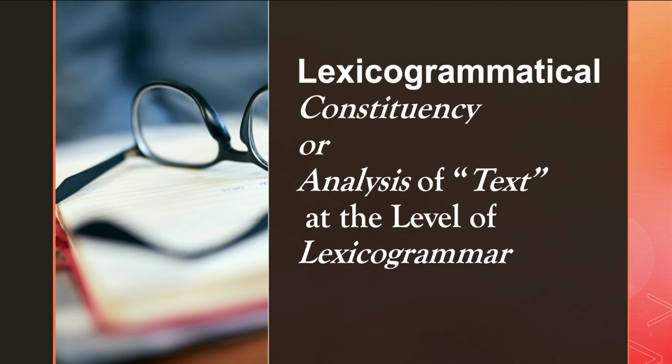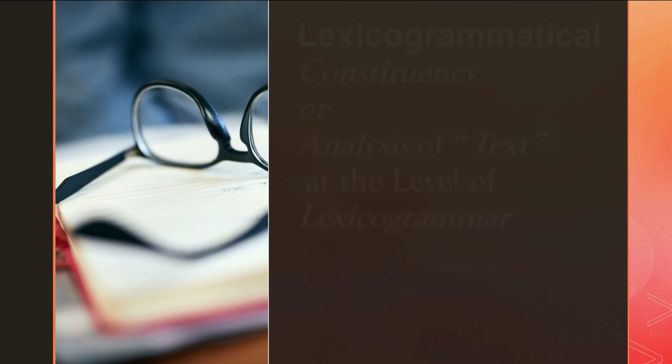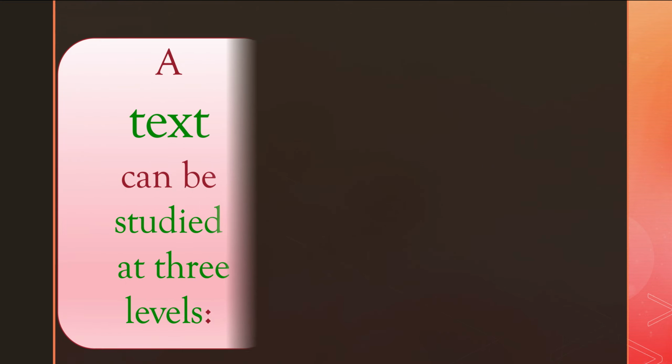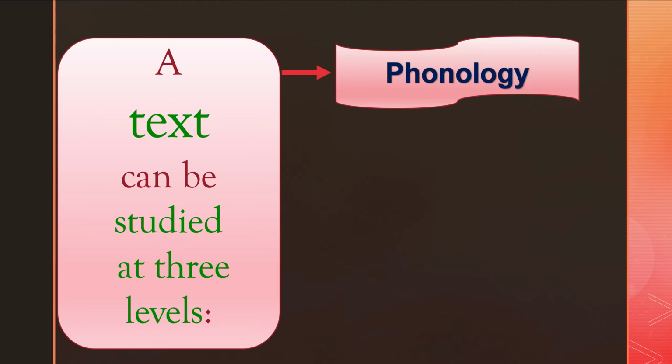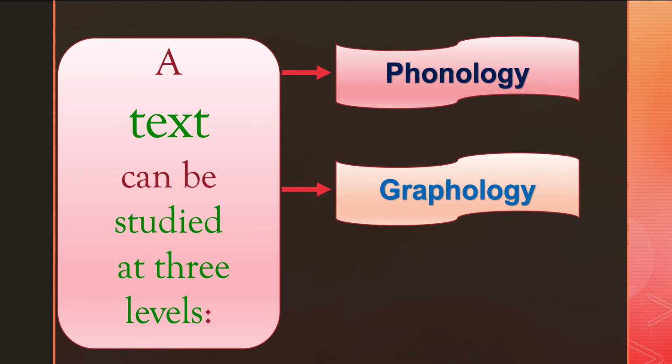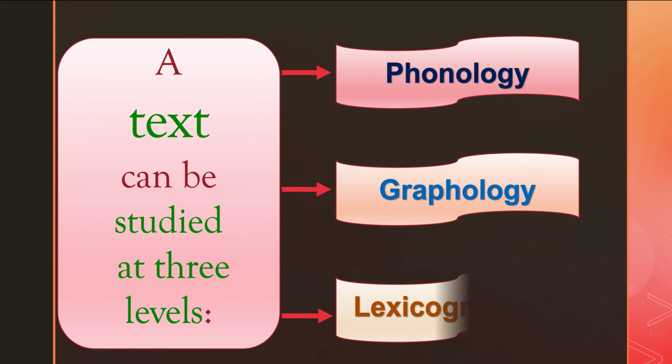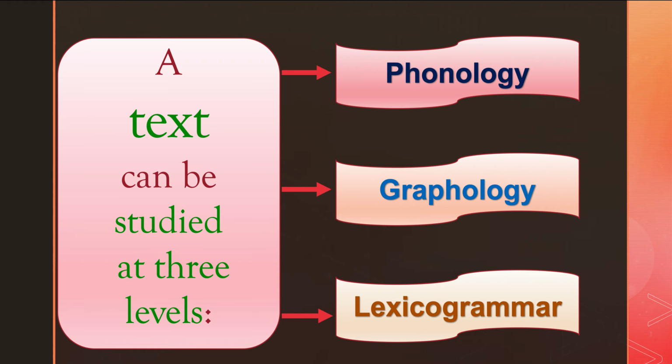Welcome to the latest topic of lexicogrammatical constituency, or analysis of text at the level of lexicogrammar. Now, a text can be studied at three levels. The first is, as we have already talked about, phonology. The second is graphology, and third is lexicogrammar.